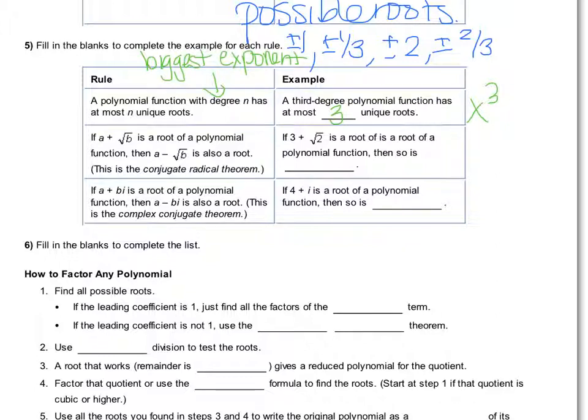Okay. The second thing says if a plus the square root of b is a root of a polynomial, then a minus the square root of b is also a root. And this just really comes in handy because that tells you that if you know that 3 plus square root of 2 is a root, then you also know that 3 minus the square root of 2 is a root. And the same thing is true with imaginary numbers, that if a plus bi is a root, then a minus bi is a root. So if we know 4 plus 1i is a root, then we know that 4 minus i is also a root.